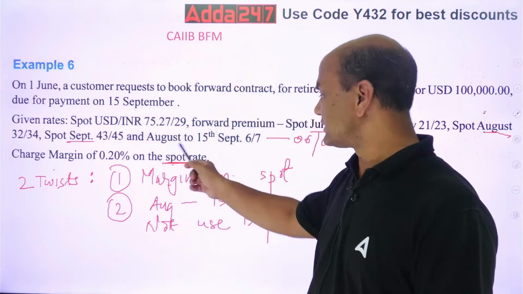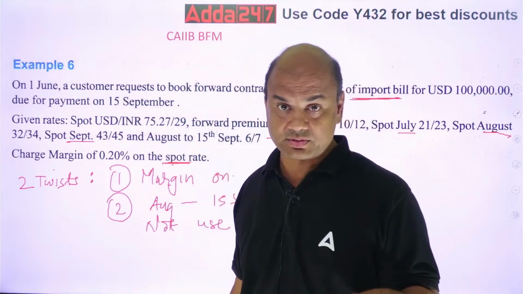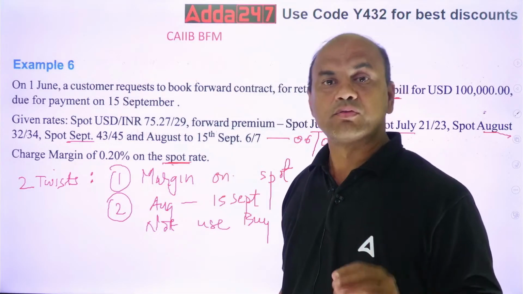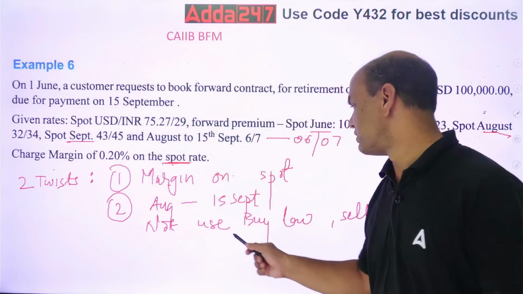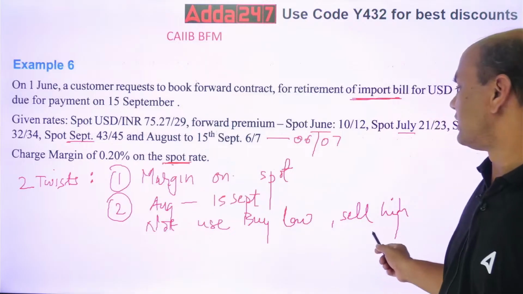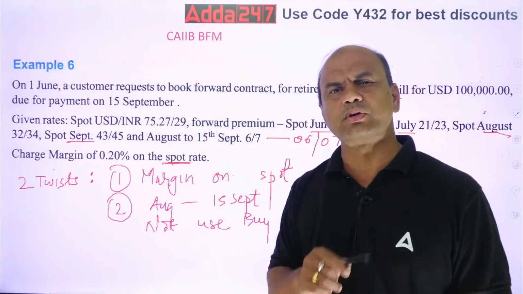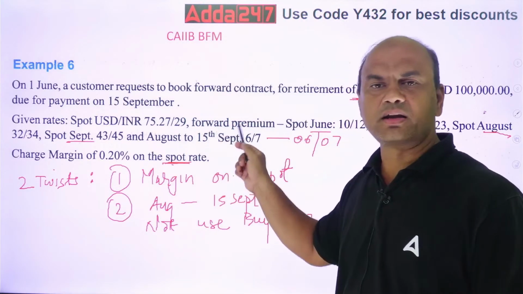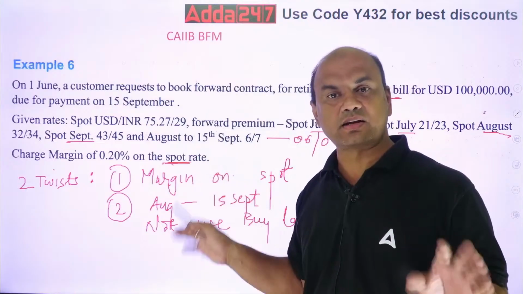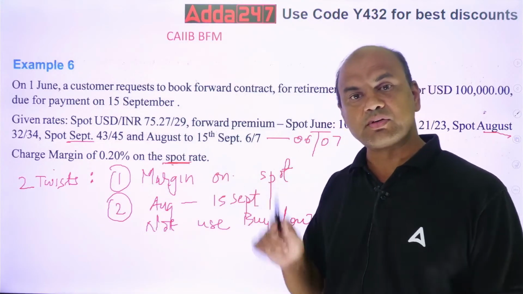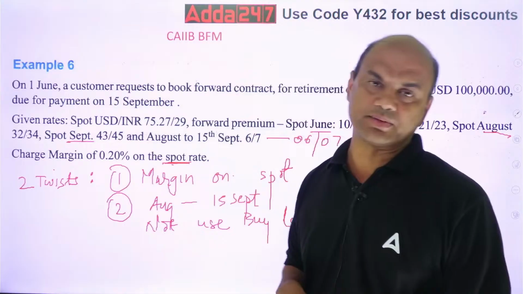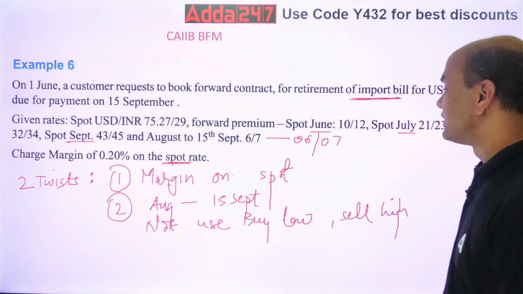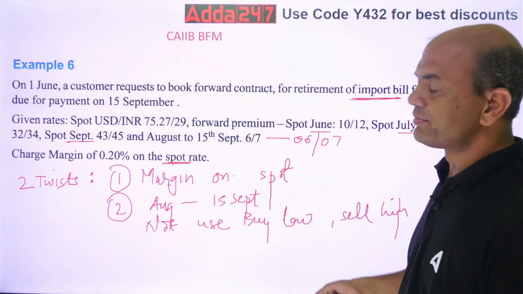When such a thing is given, you cannot use the buy low, sell high concept over here. Whenever you have the exact rate, do not use buy low, sell high. This is a very, very important concept. Whenever you have an exact rate on a certain date, any date, you should never ever use the buy low, sell high concept. Never use it. Got it? So with keeping these two in mind, let's move ahead.